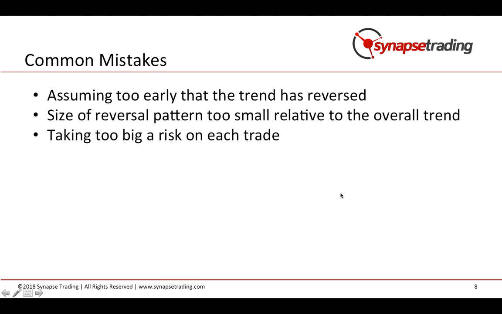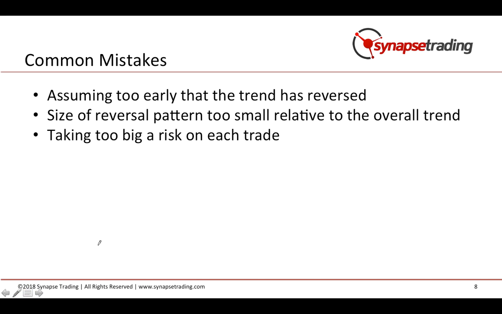Okay, so what are some of the common mistakes that traders make when they try to trade this pattern? First, they assume too early that the trend has reversed, because reversals don't happen very often. A trend can last a very, very long time. So chances are, if you spot a reversal pattern, it needs to be a very good reversal pattern. It needs to be big enough to reverse the trend. So if the trend has been very long and is usually in the late stage, the pattern has to be large enough to reverse the trend.